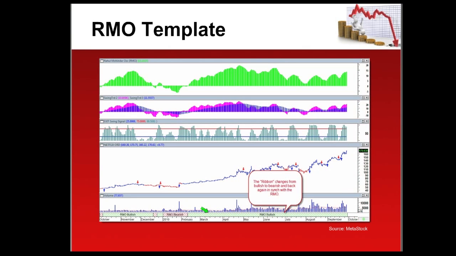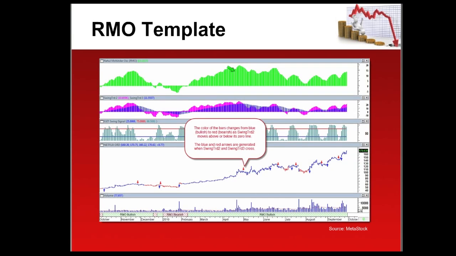Okay, so we're back to looking at the full template here. What we've got is this green RMO bullish ribbon down at the bottom. Sometimes it's red. The ribbon is going to change from bullish to bearish and back again in sync with the RMO histogram up here at the top. So this is all connected. It's all programmed into the system, so you don't even need to look at the histogram. You can just look down here at the bottom and look at the ribbon. Are we in a green bullish phase or are we in a red bearish phase?